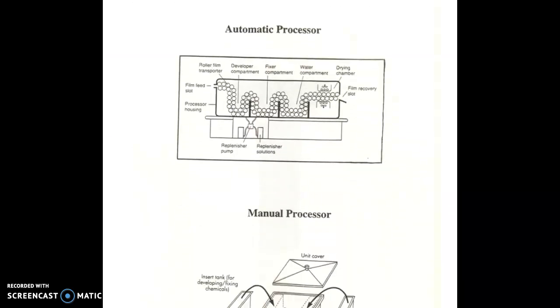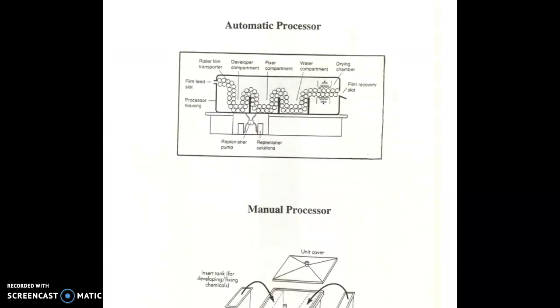But I've given you just kind of a basic diagram to show you how these work. Your film would be fed into the processor. It dips down into the developer. It squeegees out, dips down into the fixer, squeegees out, goes through the rinse and then the heated blowers, and your films come out the other side. So that's your automatic processor.